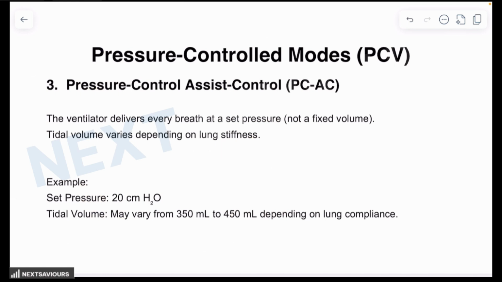Now coming on to another mode, the pressure control modes. As I told you in the beginning also, imagine the patient is suffering from some condition where increasing the pressure or variation in the pressures might result in alveolar ruptures.